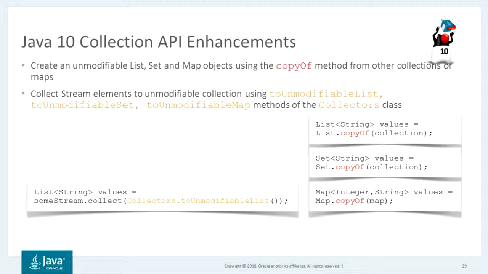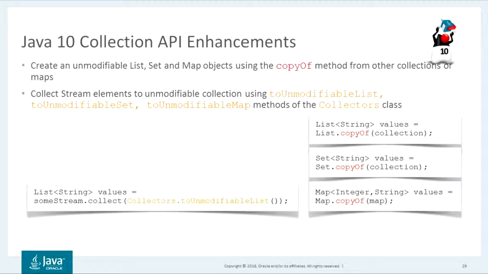Continuing with collection API enhancements, looking at Java 10. In addition to what we've just listed, in Java 10, we also have an ability to create unmodifiable lists, sets and maps using the copyOf method. So you can copy a collection to an unmodifiable list or set or map.